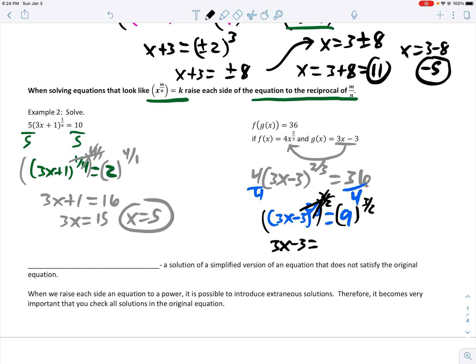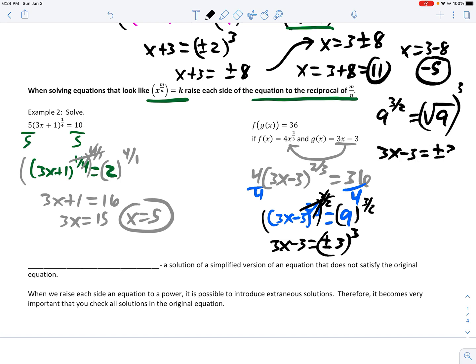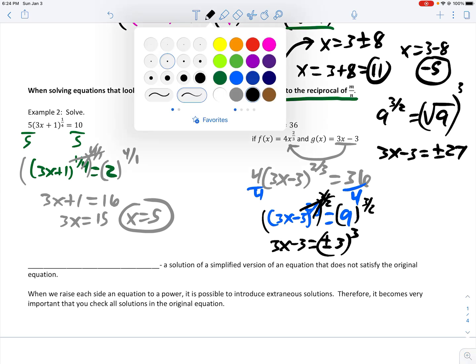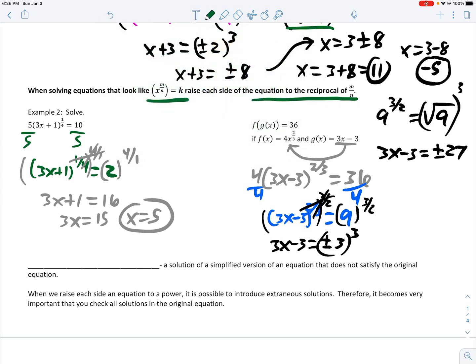So 9 to the 3/2 is asking you to take the square root of 9 3 times. But remember, you're taking the square root when you're solving, so this will be plus or minus 3 cubed. So you get 3x minus 3 equals plus or minus 27. So then we would just go about solving this. So 3x minus 3 equals 27. 3x minus 3 equals negative 27. And you just solve the linear equation.